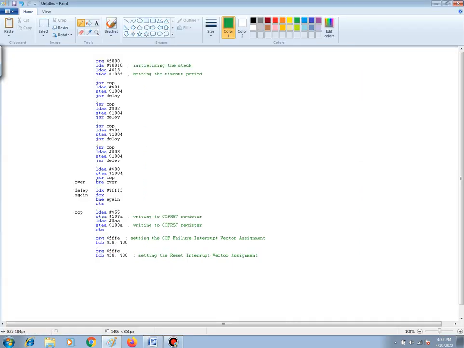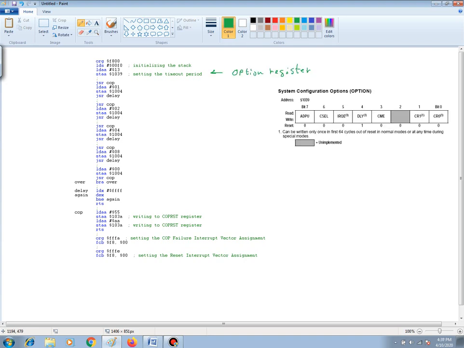At the very top of the program, we have our origin at F800. Then we initialize a stack. This is because we're going to be running this in single chip mode. The next thing, we load accumulator A with a 13 hex, and then we store it at the OPTION register. So here we have the OPTION register and all the bits that are inside of it. By sending a 13, we end up with 0001, so we're not changing anything in those bits. And then a 3 is 0011, so it sets our CR1 high and our CR0 high as well.